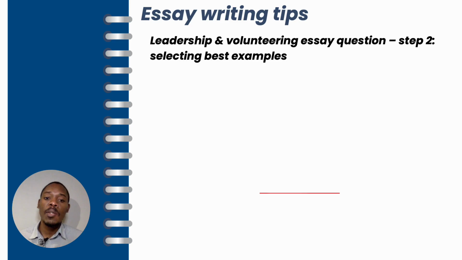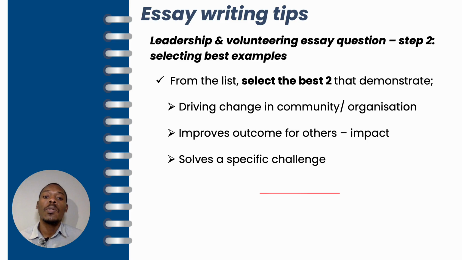Right, so once you've done the brainstorming, the next step is now to select the best examples from your wealth of experience that you are going to use to write and respond to this essay question. So the first thing is that you need to select the best two. By best two, I mean one should be a leadership experience, the second one should be a voluntary activity experience. And this should be able to demonstrate that you were driving change in your community or in your organization. There was an improved outcome because of your impact, and you were solving a specific challenge.